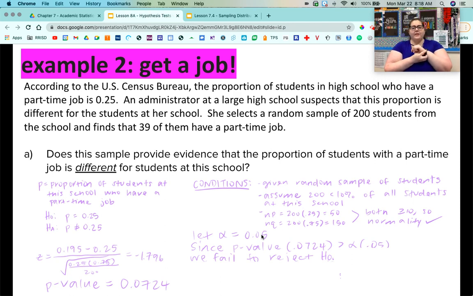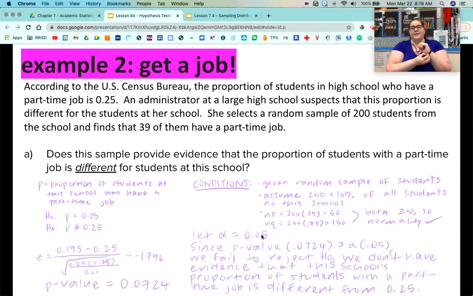So we are failing to reject the null hypothesis, which means that we don't have evidence of our alternate. We cannot reject that initial assumption, which means we cannot say that the alternate is true. We do not have evidence that the school's proportion of students with a part-time job is different from 0.25.